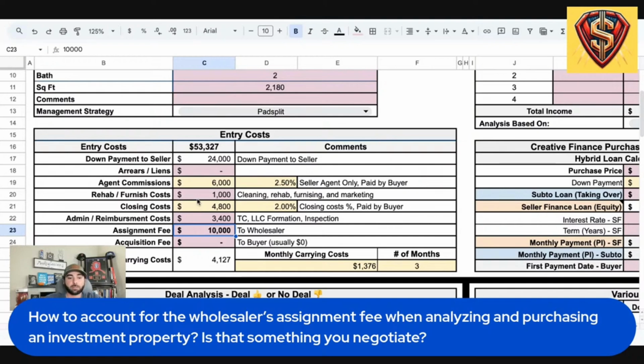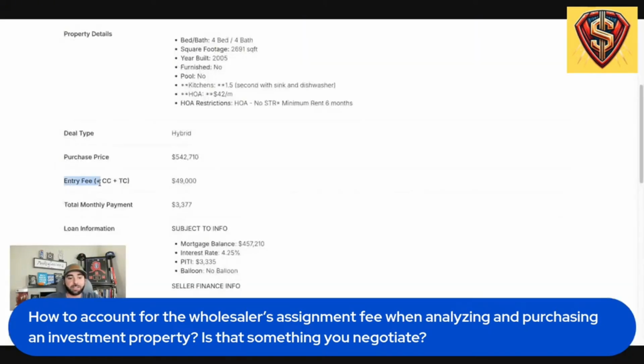Okay, this is a perfect example. So this Atlanta deal has an entry fee plus closing costs plus transaction coordinator costs of $49,000. So this $49,000 encompasses a decent amount, but it does not account for the closing costs and transaction coordinator costs.